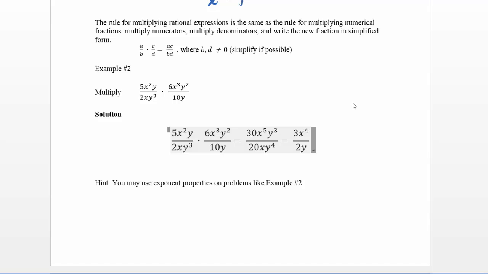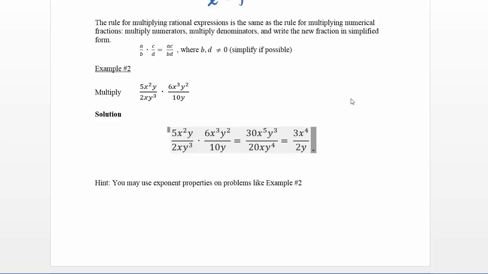Now, some of these problems are similar to the exponent properties that we used back in previous units. You can see here in example number 2, we have multiple variables, and we're going to use our exponent properties to multiply them together. In the solution to example number 2, we elected to multiply the numerator and denominator first, and then apply the exponent properties through the division, thus leaving us with a simplified version. So this type of problem should look very familiar to you.